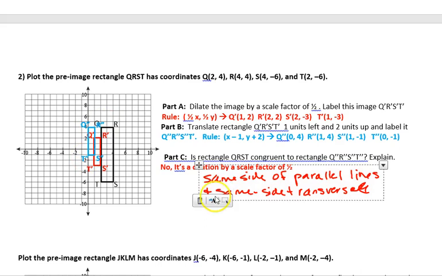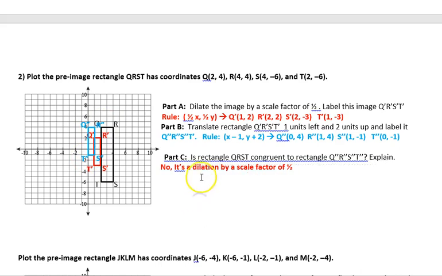And you know, let me get rid of this. It's coming with us. And so then it's asking us for part C. Is rectangle QRST congruent to rectangle QRST double prime? The answer is no, because it was dilated. If it had only been translated, yes. But because it's dilated, no.